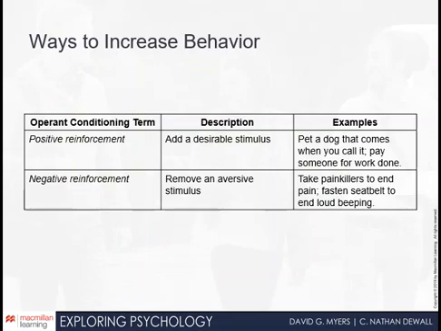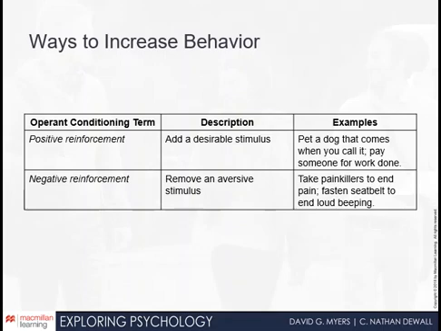Alright, ways to increase behavior. We have operant conditioning term over here, positive and negative reinforcement, and the description and example. Let's go through them quickly. So in operant conditioning, we have positive reinforcement. That means you add a desirable stimulus. For example, you pet a dog that comes when you call it. So the petting is desirable for the dog. Or pay someone for work done. So they do some work, let's say rake your yard, then you give them some money. So here, the positive is about adding something, and what we're adding is a desirable stimulus for the organism.